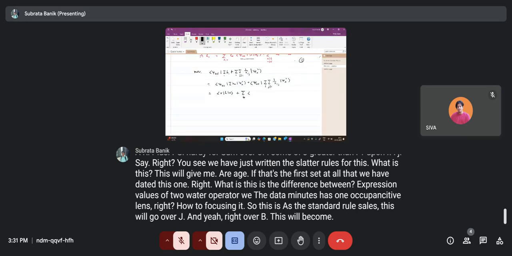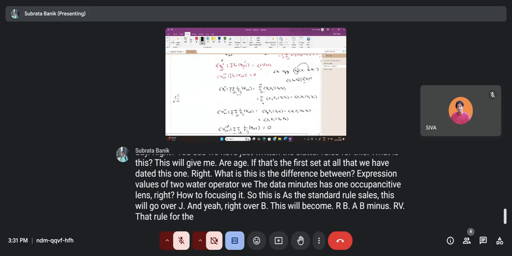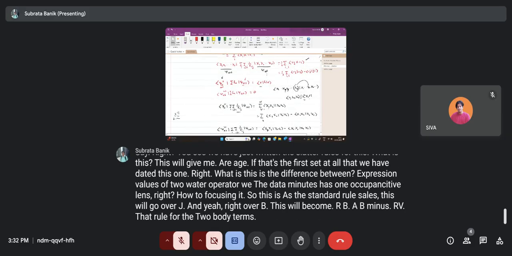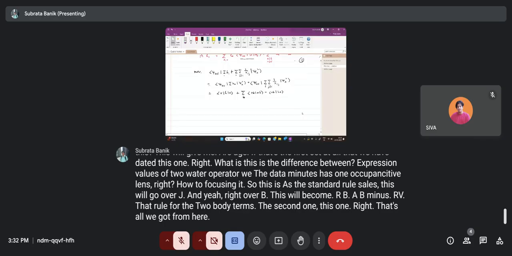This will become RB, AB minus RB B. That rule, the rule for the two body terms, the second one, this one. Right? That's all we got from here.